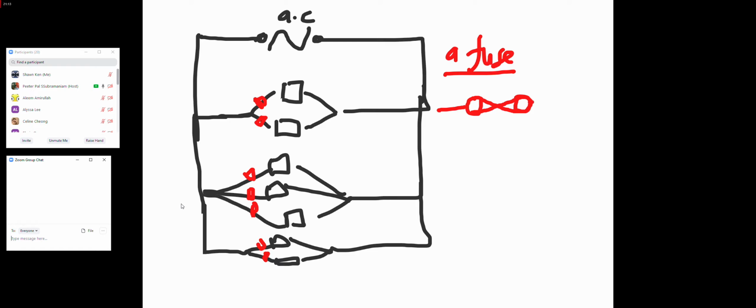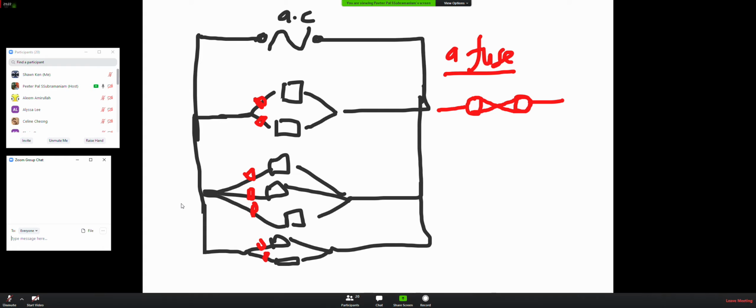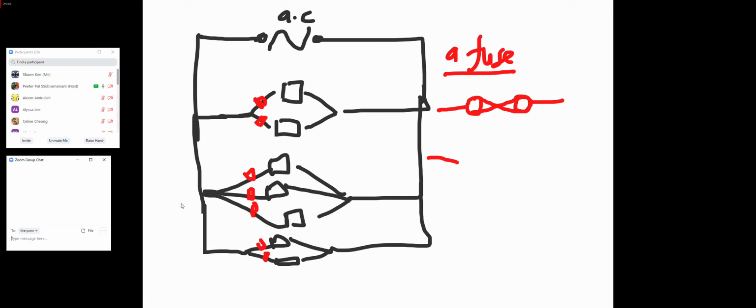This is the symbol of a fuse. Why do we need a fuse? Let's take a fuse attached to your TV. When the main power supply goes from the 2-pin plug to your TV, there'll be a fuse at the back, at the back of your TV.